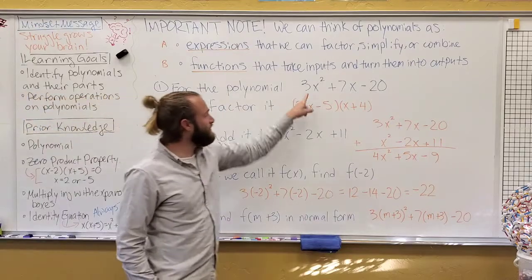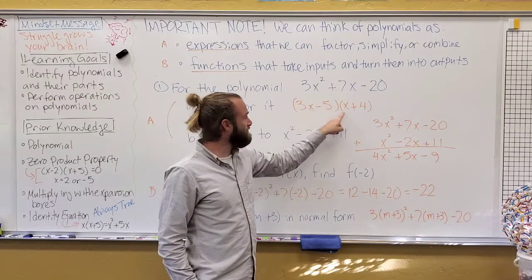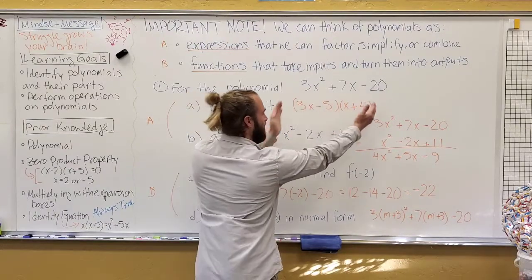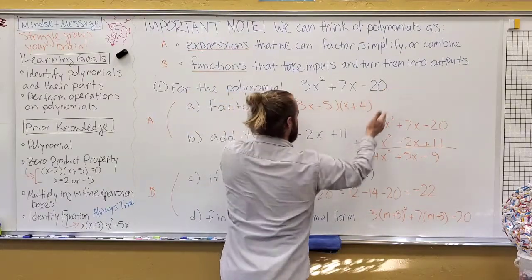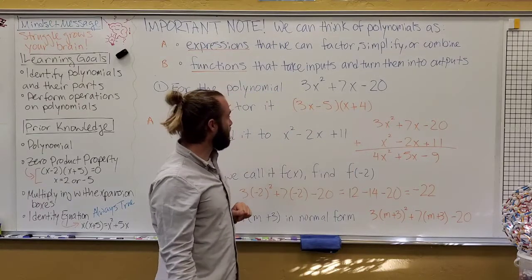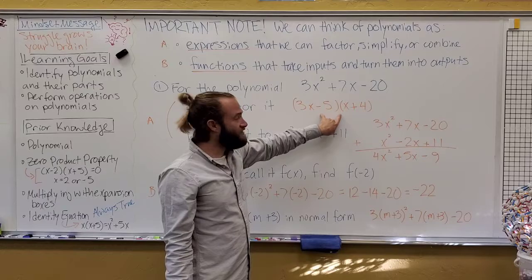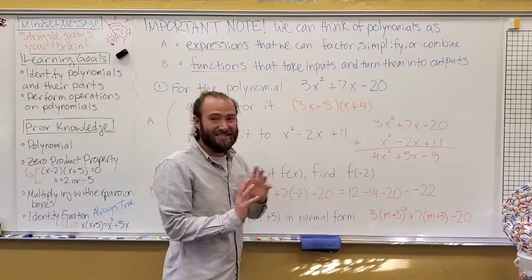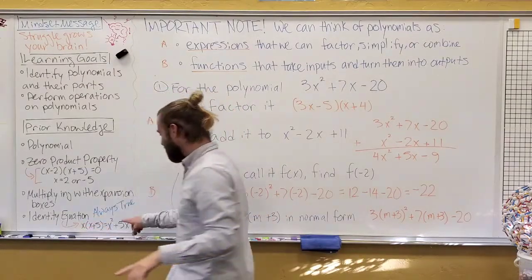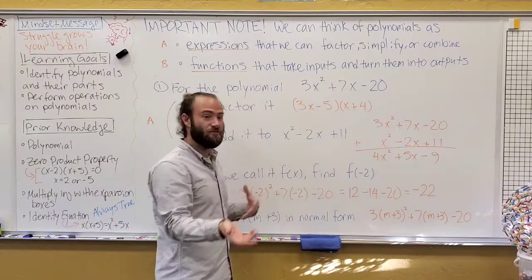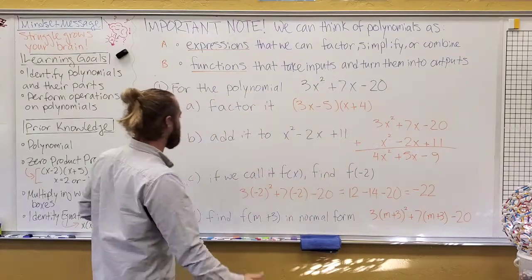The factored form of this would be 3x minus 5 times x plus 4. And remember, you can always multiply this and expand this out to check your work for those, right? Another reminder, this and this are exactly equal. It's just like we talked about here as an identity equation. So if we said this equals this, that forms an identity. Okay, so there's the factored form.